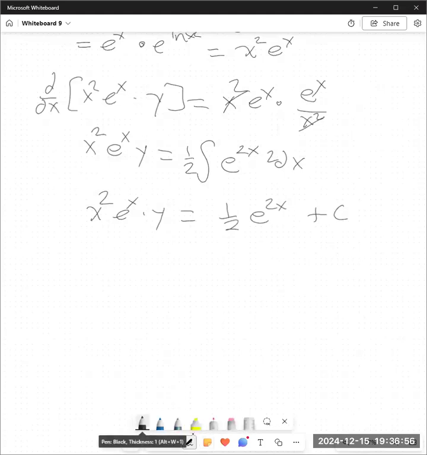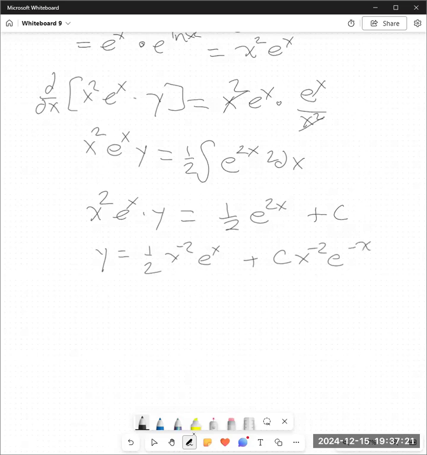When we divide everything now by x squared e to the x, we get y is equal to 1/2 x to the negative second, e to the 2x divided by e to the x, which is e to the x, plus c x to the negative second e to the negative x.